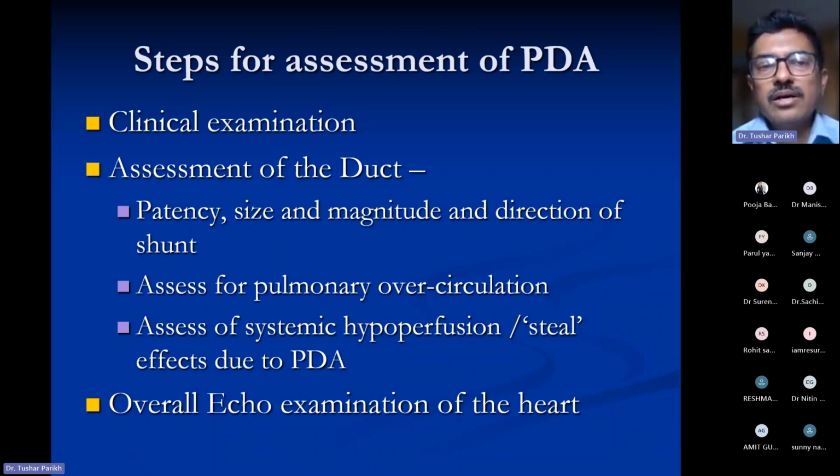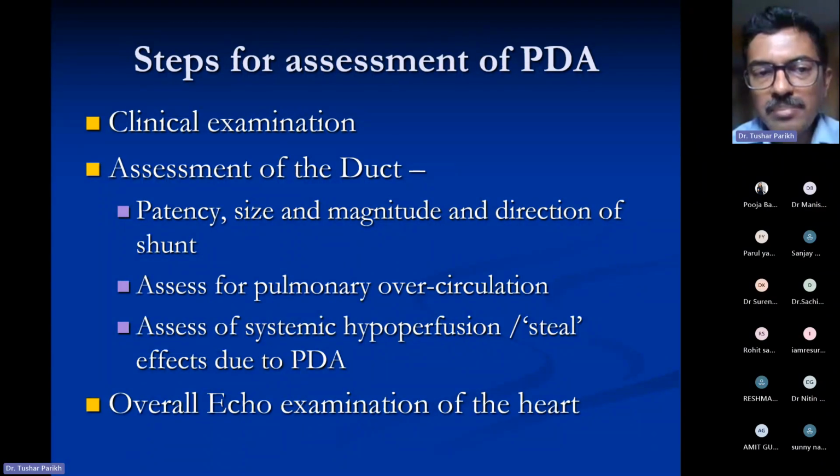Besides clinical examination, for assessment of the duct, the most important is 2D echo. Now, when you do 2D echo, look for the patency of the duct, size of the duct, and magnitude and direction of the shunt. Number two, assess for pulmonary overcirculation, and assess for signs of systemic hypoperfusion on echo or steal phenomena that is caused by PDA. So these are the three important things.